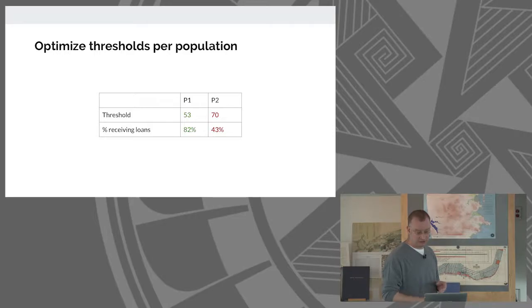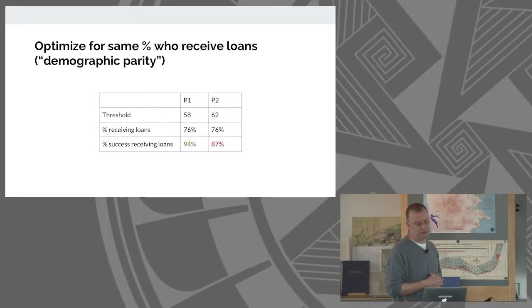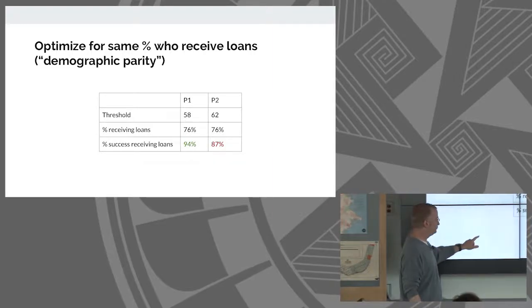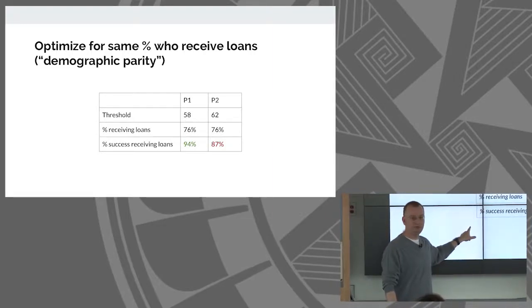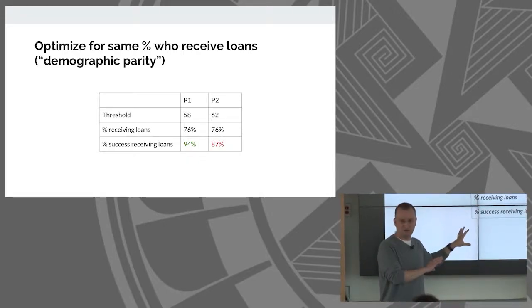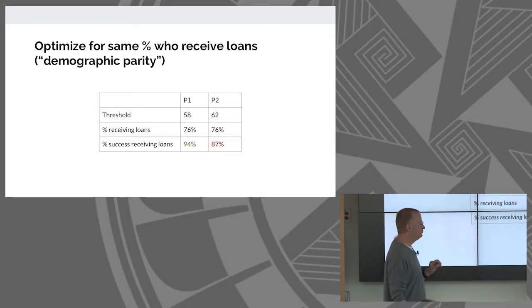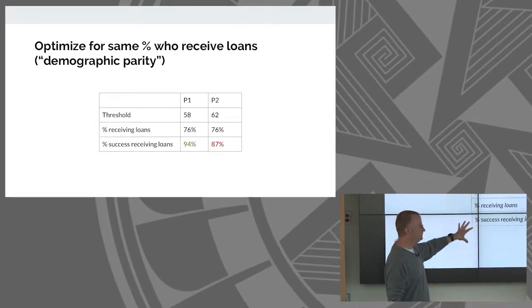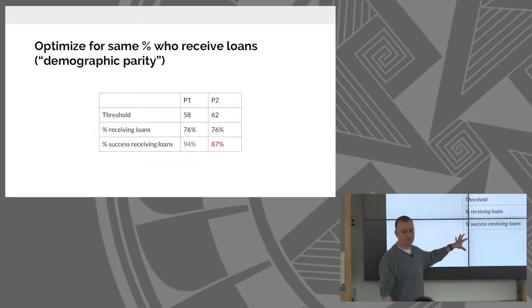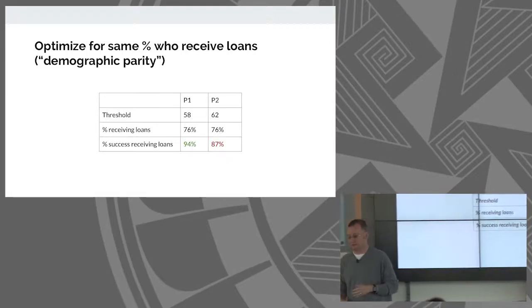The next thing we can try is what's called demographic parity. We can try to optimize so that the same percentage of people in both populations receive loans. We still have different thresholds. It's still harder for someone in P2 to get a loan because the threshold is higher. And maybe more importantly, if you now look at the percentage of people who were successful, and by successful I mean people who went on to repay their loans, the good actors in the situation, many more people in P1 who went on to be successful receive loans versus P2. So again, that doesn't seem very fair.